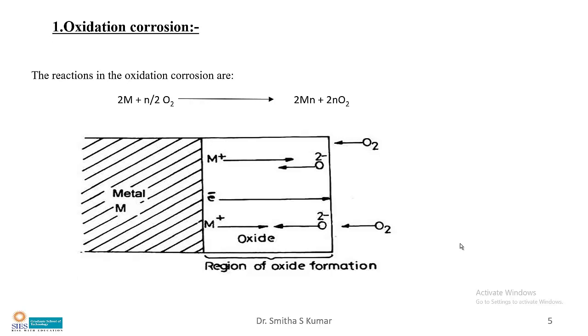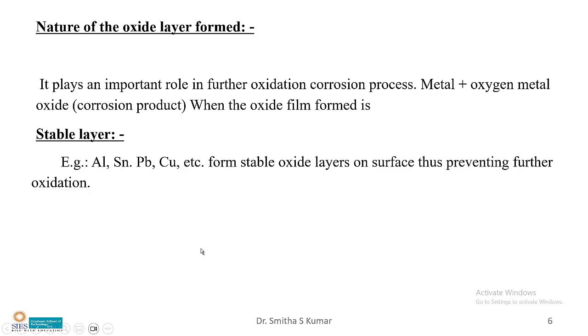Both the transfer occurs, but the outward diffusion of the metal is more rapid than the inward diffusion, since the metal ion is smaller than the oxide ion and hence the cations have got higher mobility. A thin layer of oxide formed at the surface of the metal can be of different types. Like the first one we are discussing over here is the stable oxide layer.